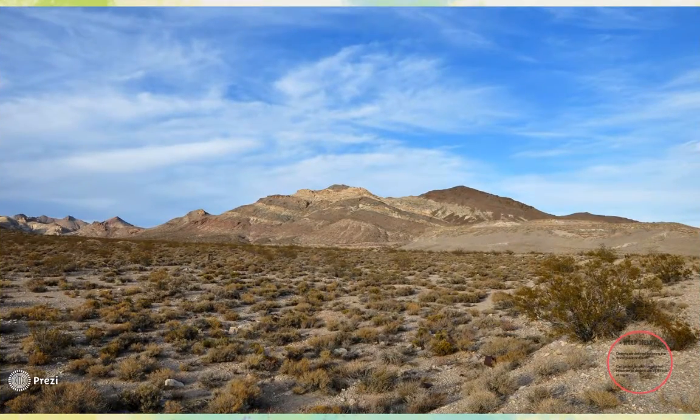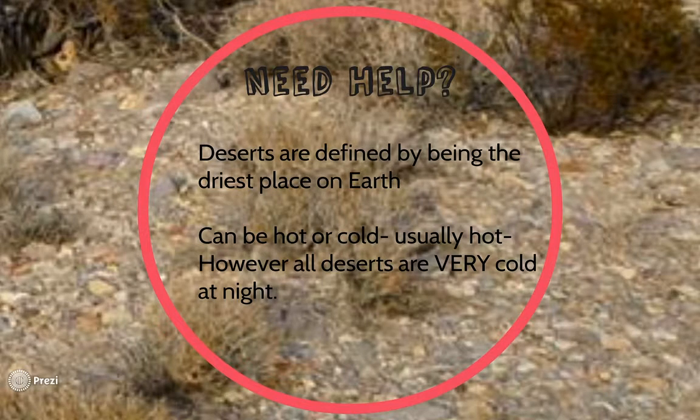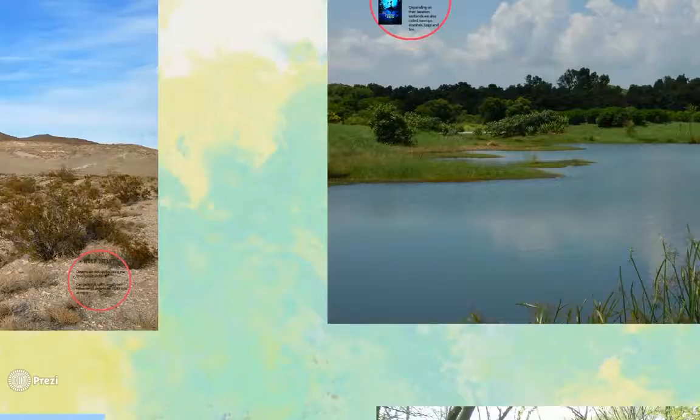So I ask you, which habitat is this? If you said desert, you're right. Deserts are defined by being the driest place on Earth. They are often thought of as being very hot, but they can also be very cold. They're usually hot. They're always very cold at night because there's nothing to keep the heat in.